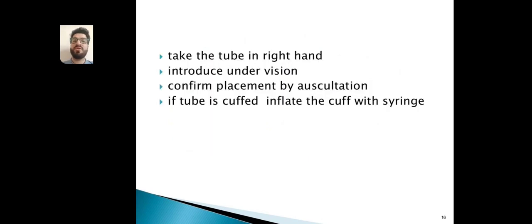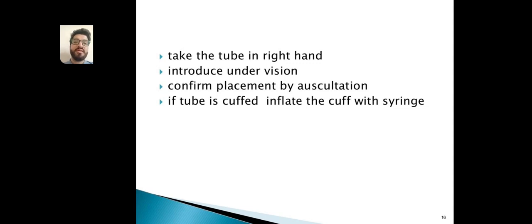And once we are inside and we are able to visualize the vocal cords, we will take the endotracheal tube with our right hand and we will introduce it under direct vision into the trachea through the vocal cords. And once we are inside the trachea, we firstly confirm that the tube is in proper place and both the lungs are getting ventilated. And once we are sure, we inflate the cuff of the tube, and then after that we will actually fix the tube.